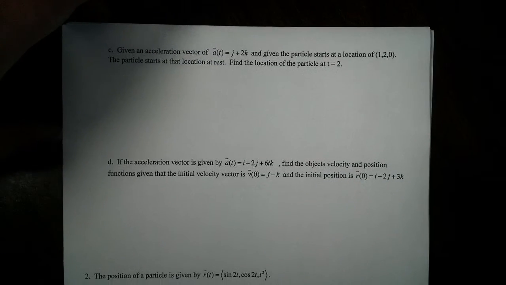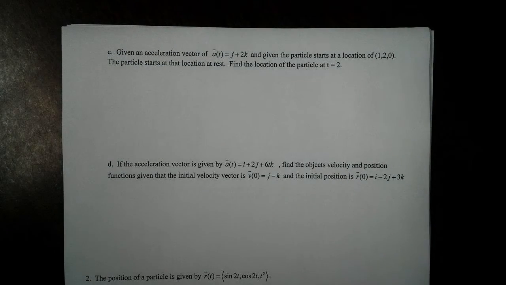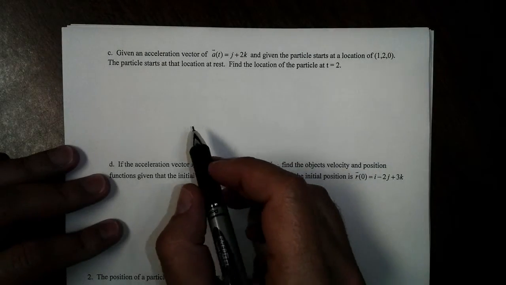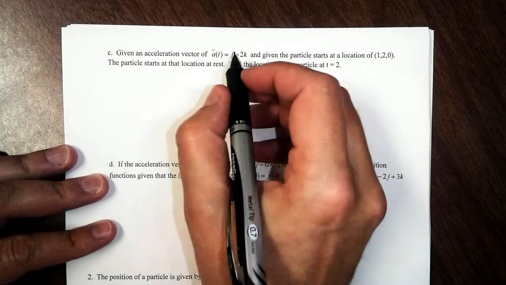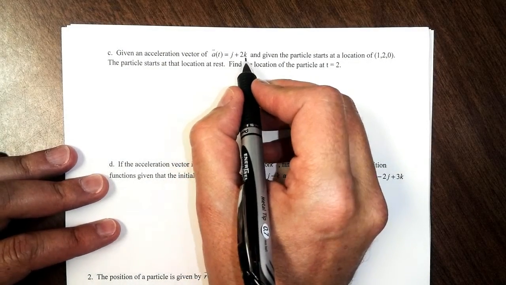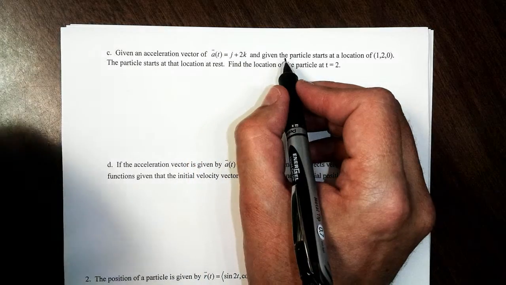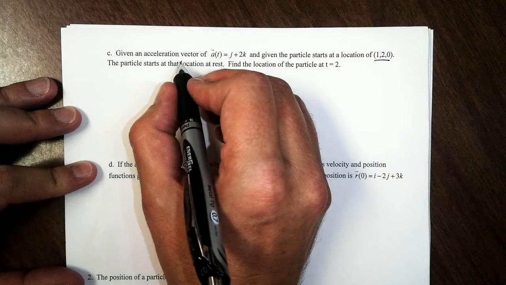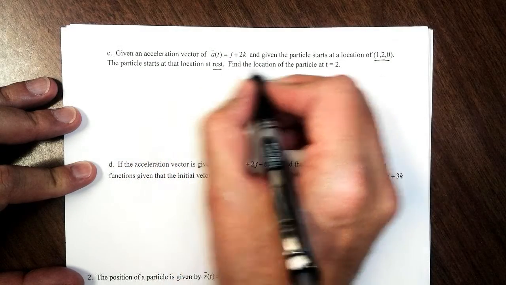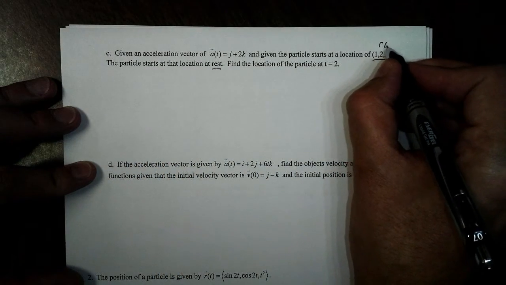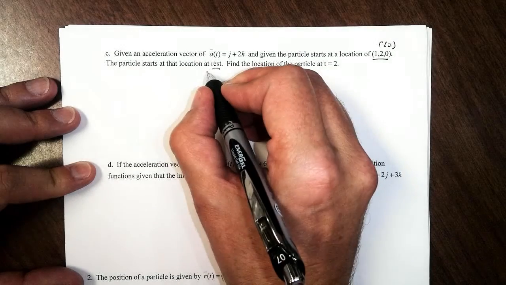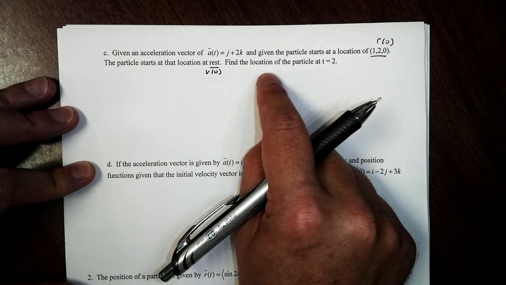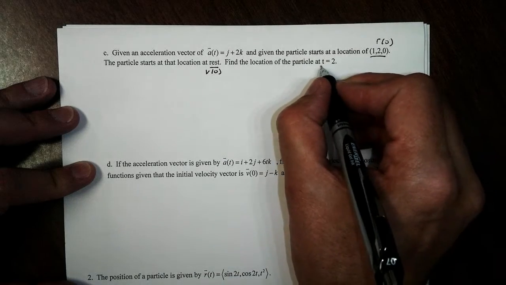We're going to take a look at some examples from calculus. Cal 1 and Cal 2, it should look a little familiar to us. We're given the acceleration vector. Now notice this has a 0i component to it. We'll talk about that. And given the particle starts at the following location, 1, 2, 0, and the particle starts from rest. So this is basically giving us our initial position, and this is giving us our initial velocity. We want to find the location of the particle at t equals 2.